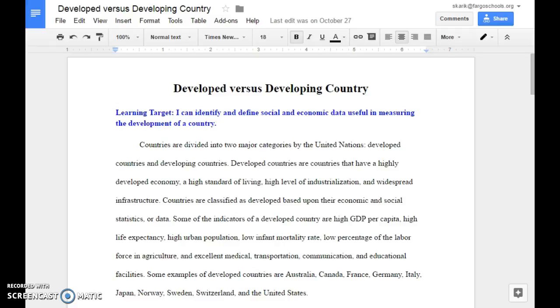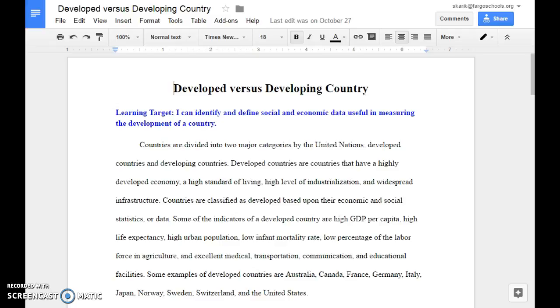Developed countries are countries that have a highly developed economy, a high standard of living, high level of industrialization, and widespread infrastructure. Countries are classified as developed based upon their economic and social statistics or data. Some of the indicators of a developed country are high GDP per capita, high life expectancy, high urban population, low infant mortality rate, low percentage of the labor force in agriculture, and excellent medical, transportation, communication, and educational facilities.